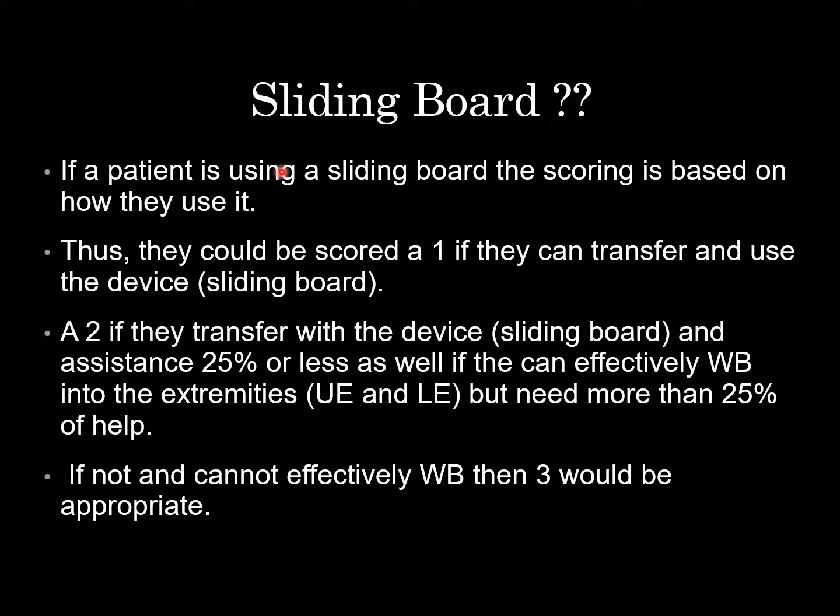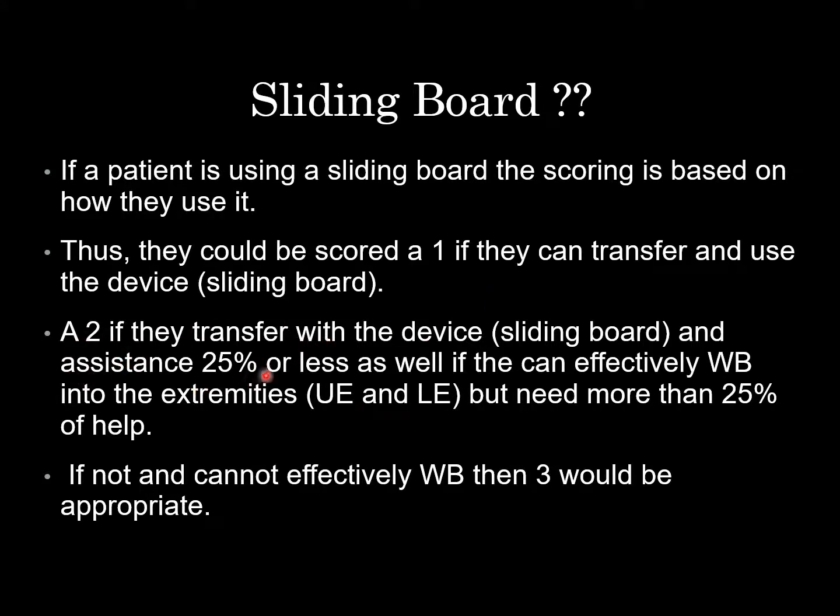Sliding board, how do we answer that? If the patient uses a sliding board, you're going to base it still on how they used it. You're going to still use the same criteria. So you're only going to score them a 1 if they can transfer with just the device, but no instruction or assist at all. But if they do, then you'd have to go a 2.